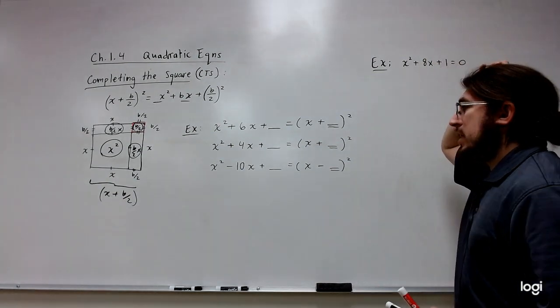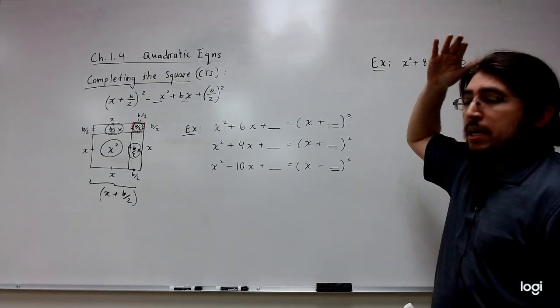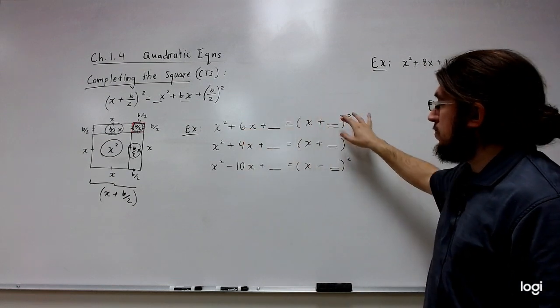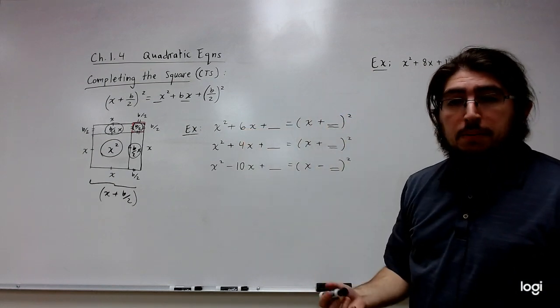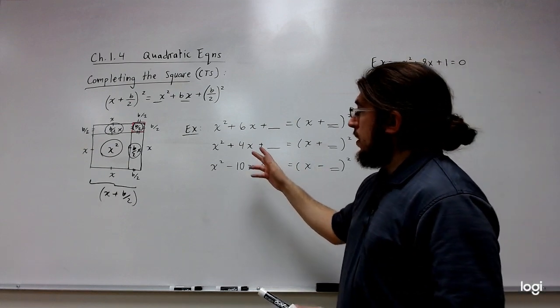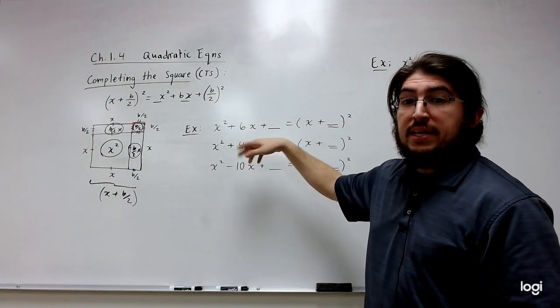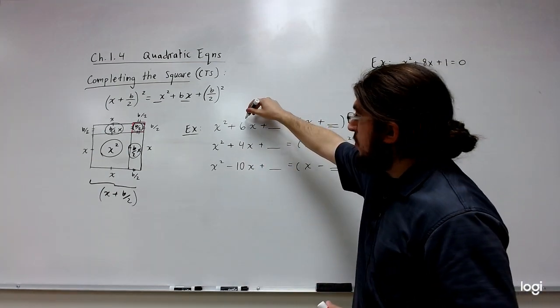So now let's take a look at these few examples I've written out here for us. And the first one is x squared plus 6x plus blank is equal to x plus something squared. So we're going to complete the square. And to do that, we're going to apply this. We need to half the middle number and then square it. So what's half of 3?